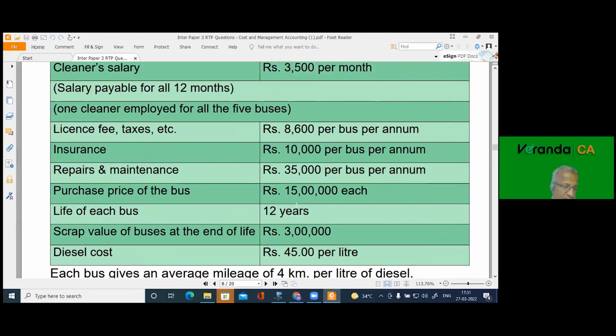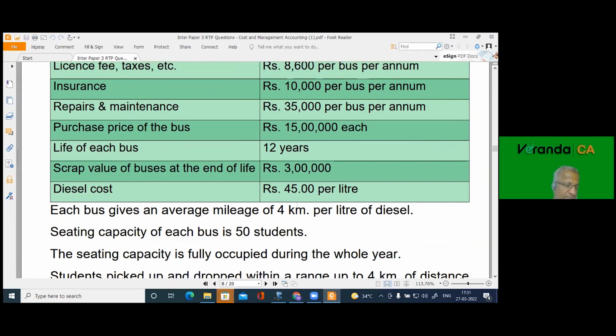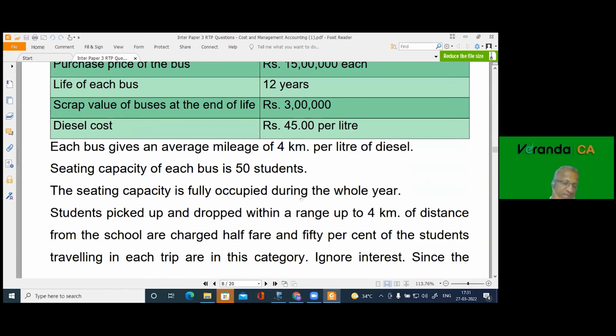One cleaner is paid for 5 buses. License, insurance, purchase price, scrap values, and diesel cost; each bus gives an average mileage of 4 kilometers per liter of diesel. Seating capacity is 50, fully occupied during the year. Students picked up and dropped within a range of 4 kilometers from the school are charged half fare, and 50% of the students fall in this category.